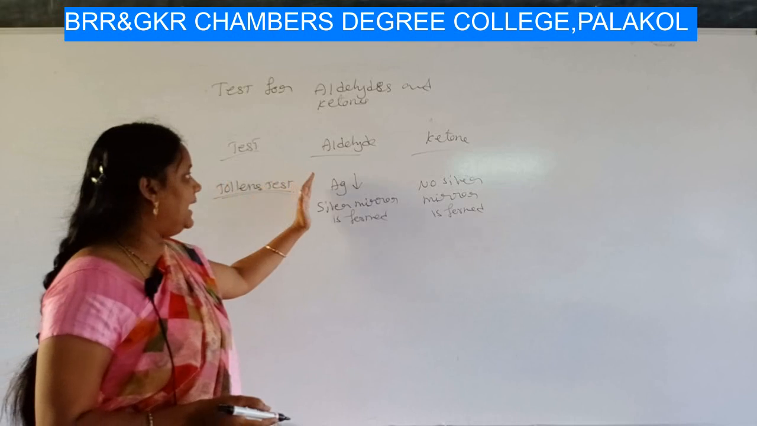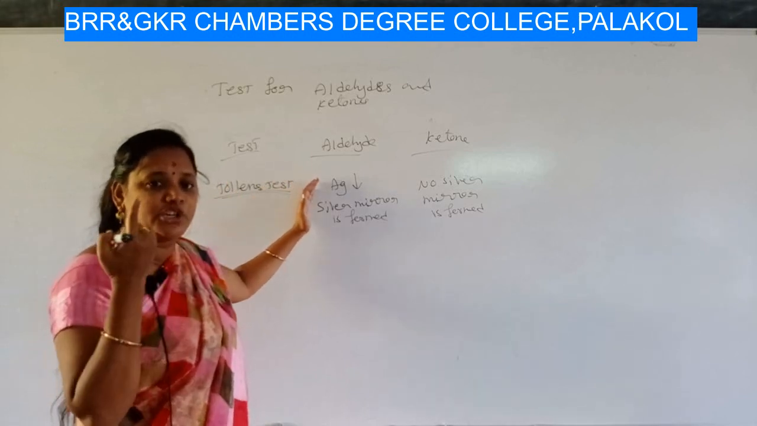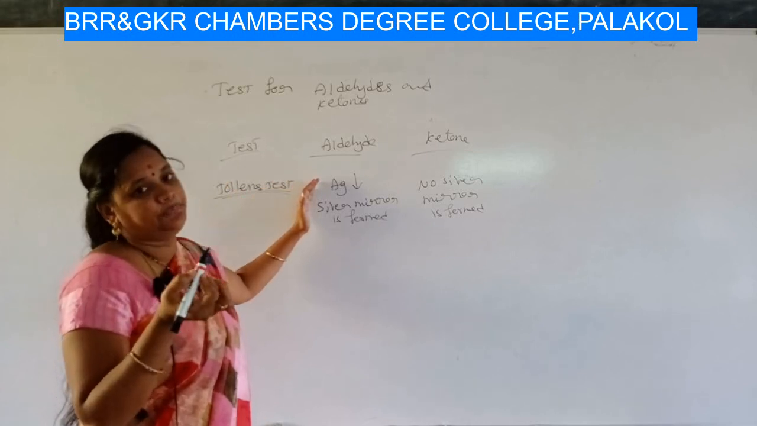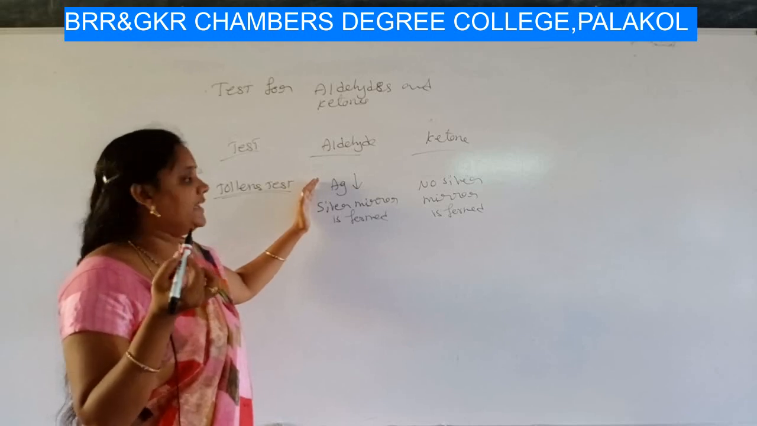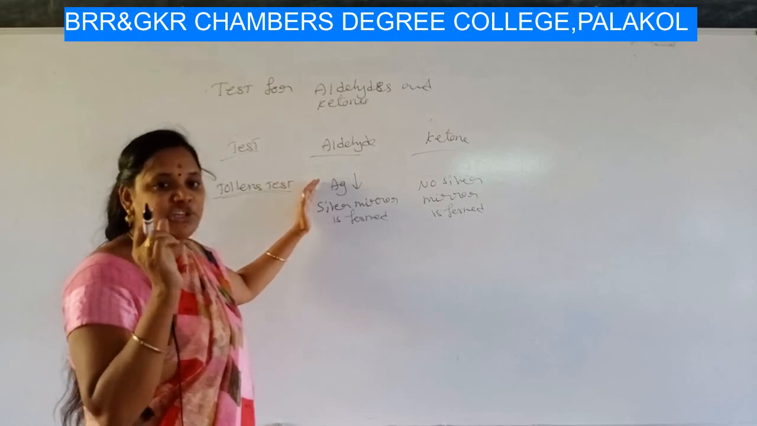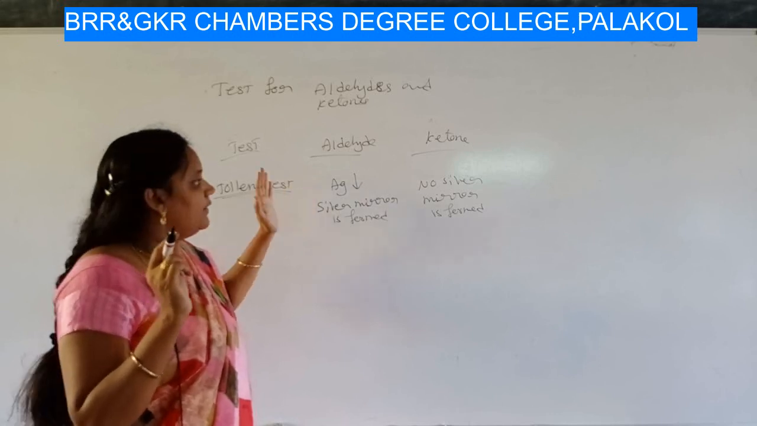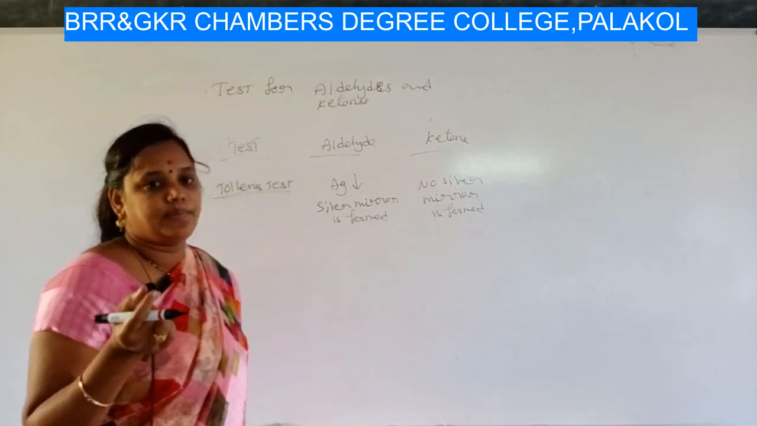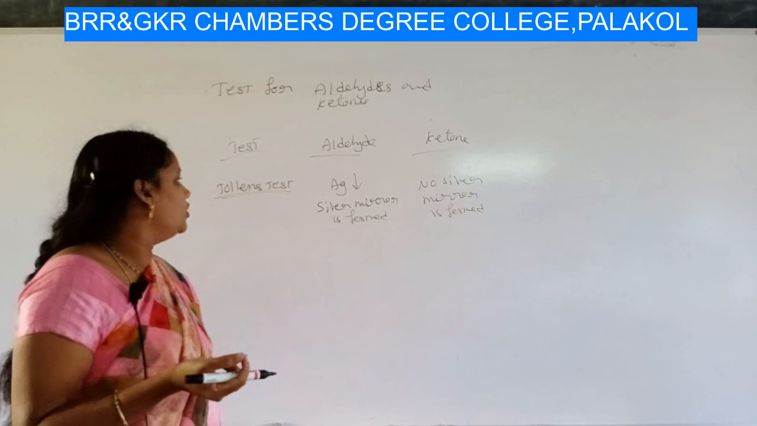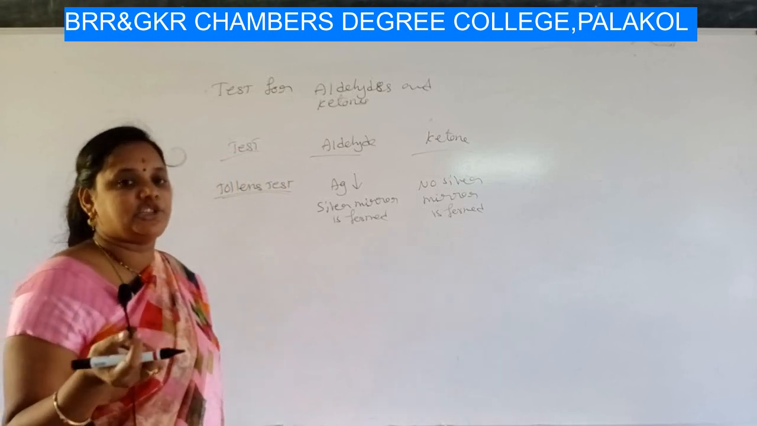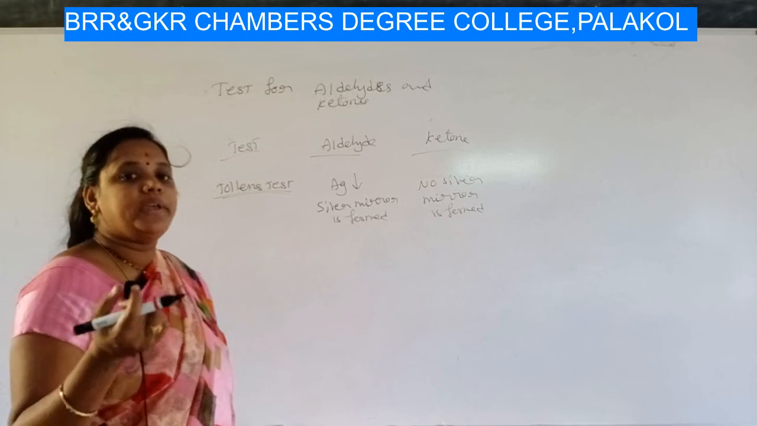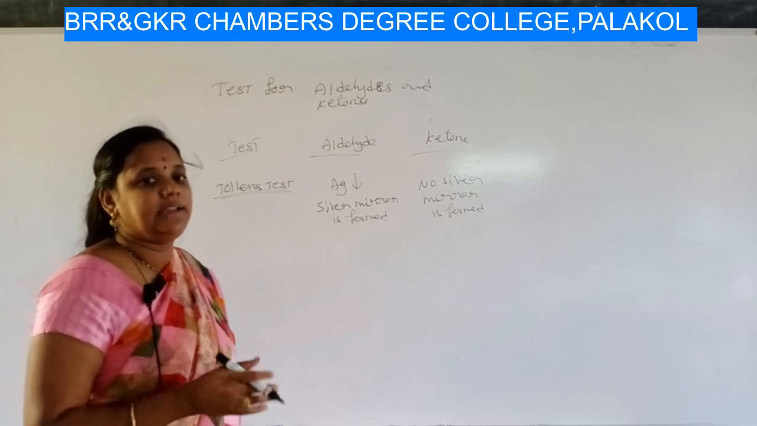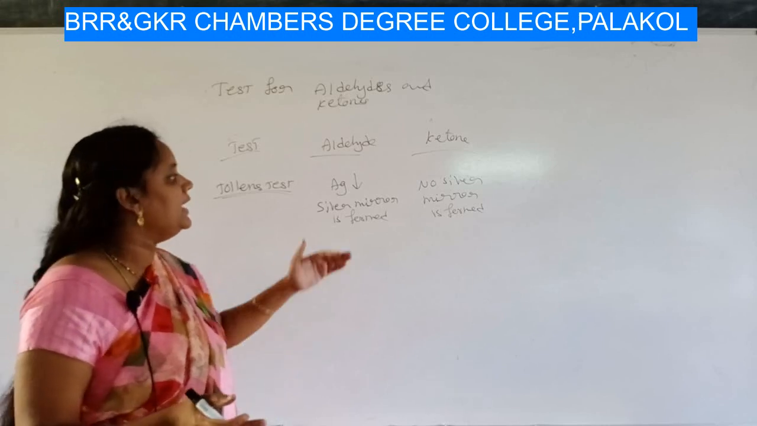When you add it to aldehyde, we observe a deposition of silver mirror around the inner glass wall of a test tube. The inner glass wall of the test tube will shine because of the deposition of silver. Whereas if you do the same test for ketones, we do not observe any silver mirror. Using this Tollens test, we can easily differentiate aldehyde and ketone. If a silver mirror is deposited, then it is an aldehyde. If a silver mirror is not deposited, then it is a ketone.